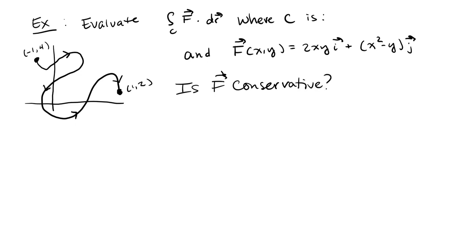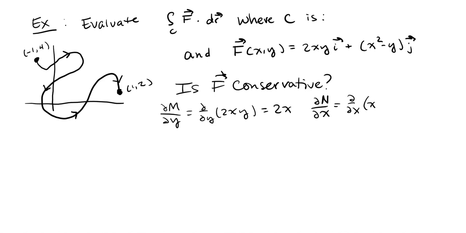So let's take those partial derivatives and find out. The partial of M with respect to y, so the x component with respect to y, would be the partial with respect to y of 2xy, which is going to be 2x. And then the partial of N with respect to x, so the partial of the y component with respect to x, is going to be the partial with respect to x of x squared minus y. So the x squared is going to go to 2x, and the y term would drop out to 0 since we're doing an x derivative. So indeed, they are equal.